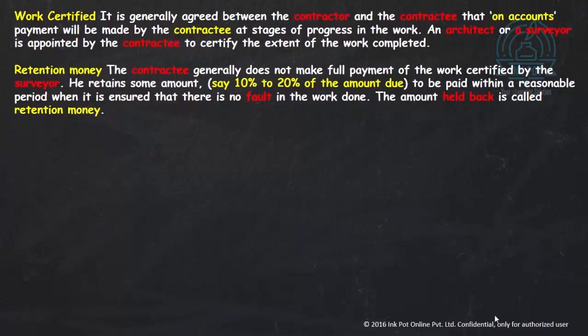Now retention money. Whatever work is certified by the architect of the contractee, the contractee has to pay that amount to the contractor. Now contractee never makes full payment to the contractor. He retains some amount, say 10%, 20% of the amount to be paid, so that in case there is any fault in the work, he can recover from that amount. So the amount held back is known as retention money.